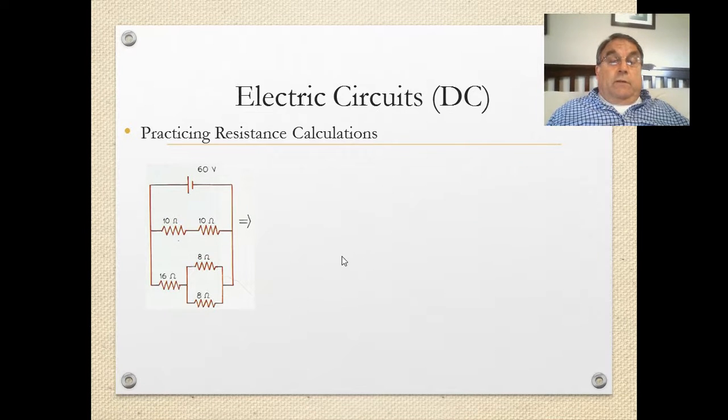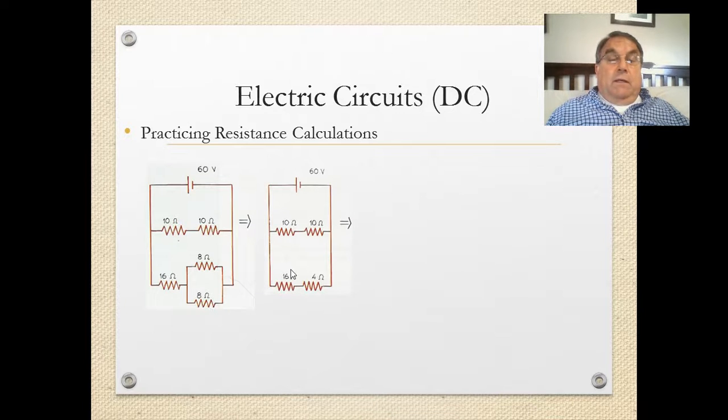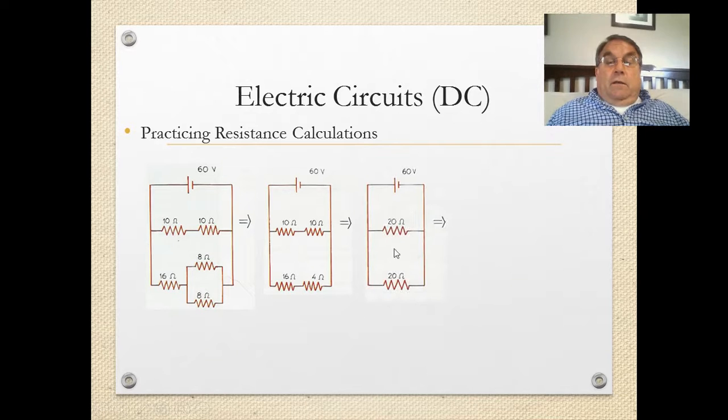So what do we do first? We have to simplify these two. 1 over R equals 1 over 8 plus 1 over 8. So R equals 8 over 2, which would simplify down to 4. Then we have to simplify these two. So 10 plus 10 is 20. 16 plus 4 is 20. Now we simplify these two. It simplifies down to 10. Okay.